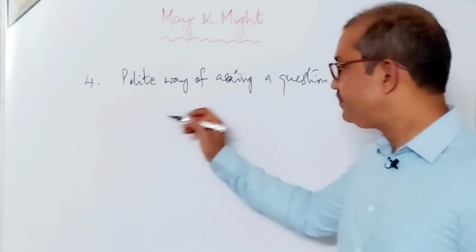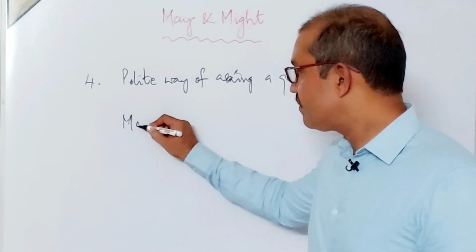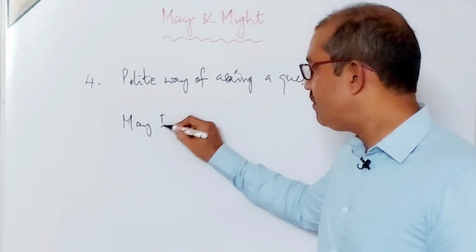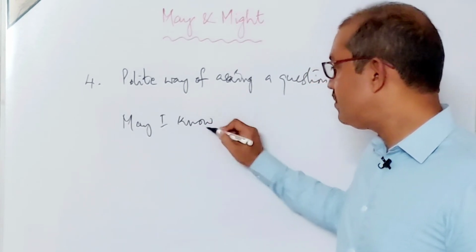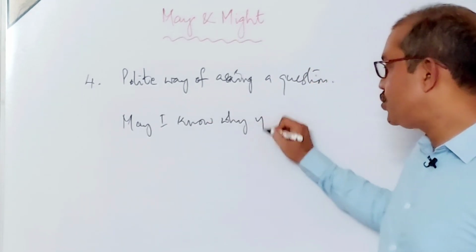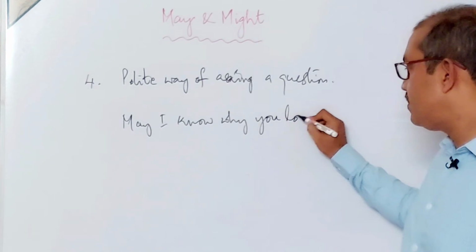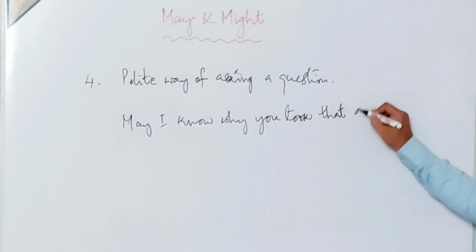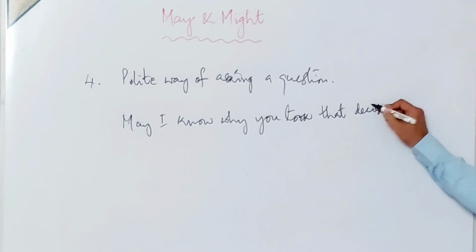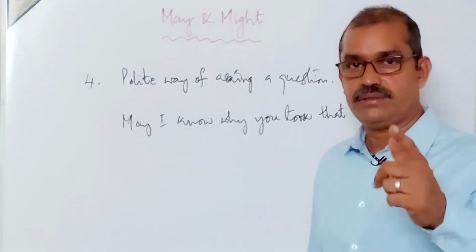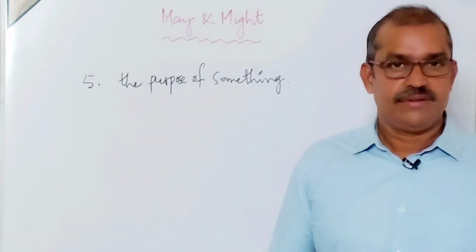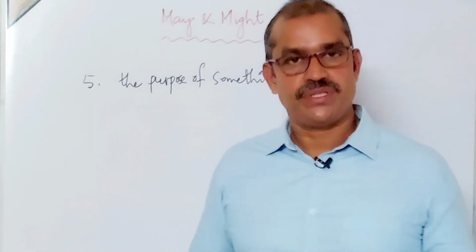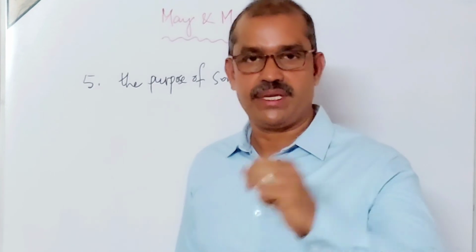For example, may I know why you took the decision? May I know who you are? Like that. Right? Friends, may or might is used to say what the purpose of something is.